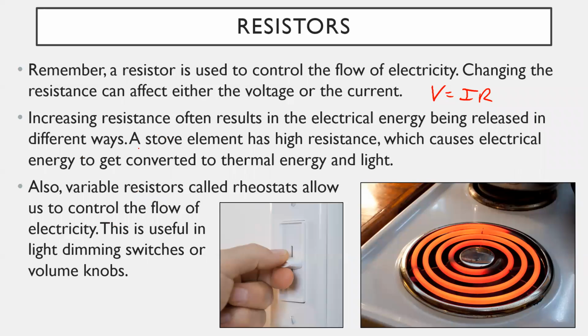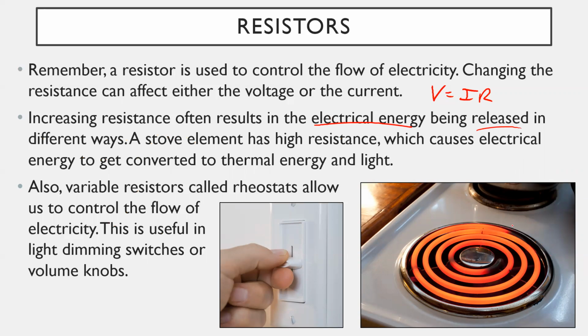Now, increasing the resistance has an interesting effect on a lot of things. It often results in the electrical energy being released in different ways. So if you look at a stove element, the metal that's used to make that is different than the metal wiring that goes in and connects it, of course, to the wall throughout the whole stove. The reason that the stove element gets hot, but then the wire within the stove doesn't, is because the stove element itself has a different resistance. Pretty sure it's a much higher resistance than the wire that leads up to it.